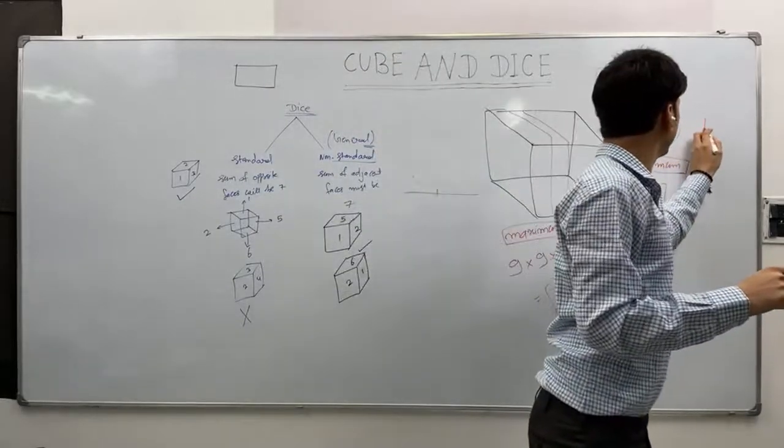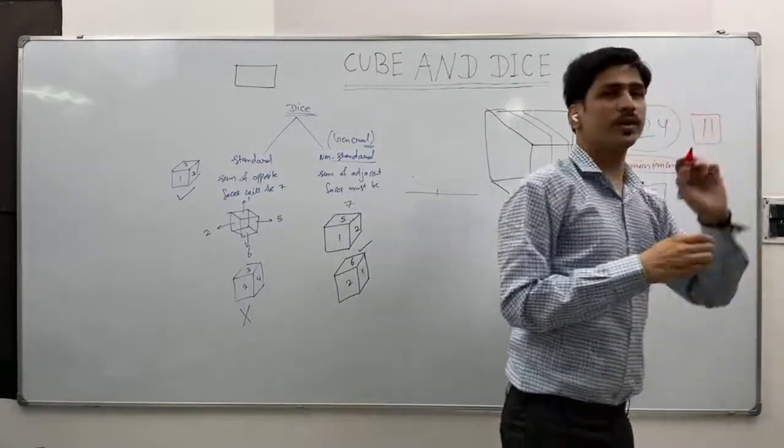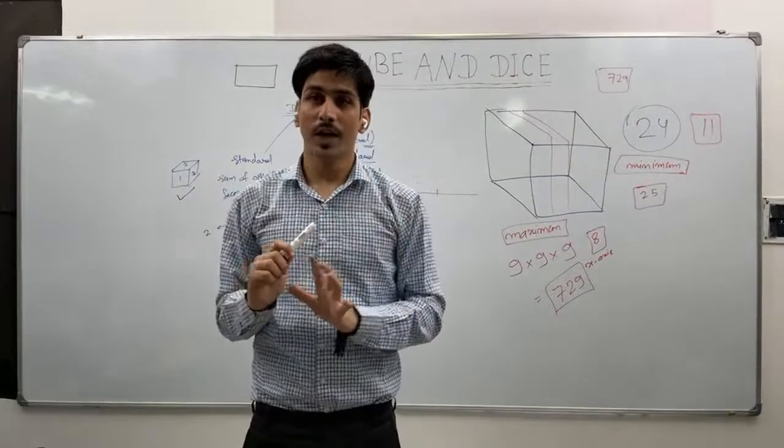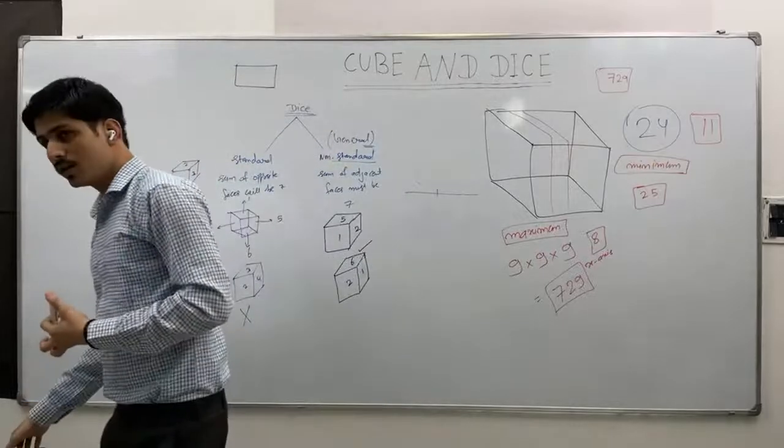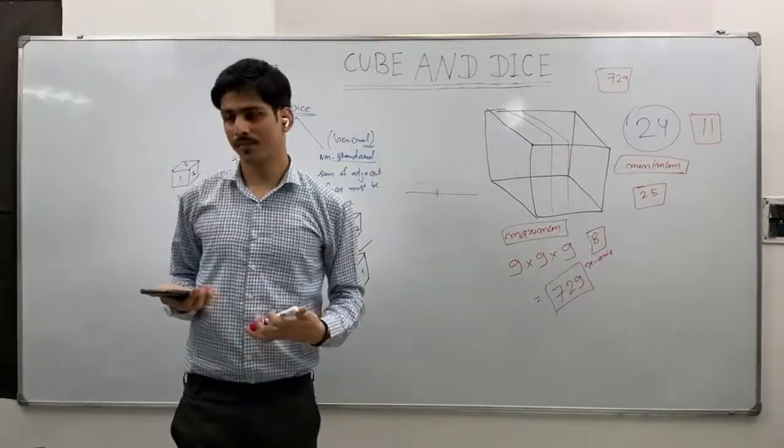But instead of 24, let's say I change it to 11. Now number of cuts we have is 11. Now if I ask you what is the minimum number of pieces we'll get from here? 12. And what about maximum?